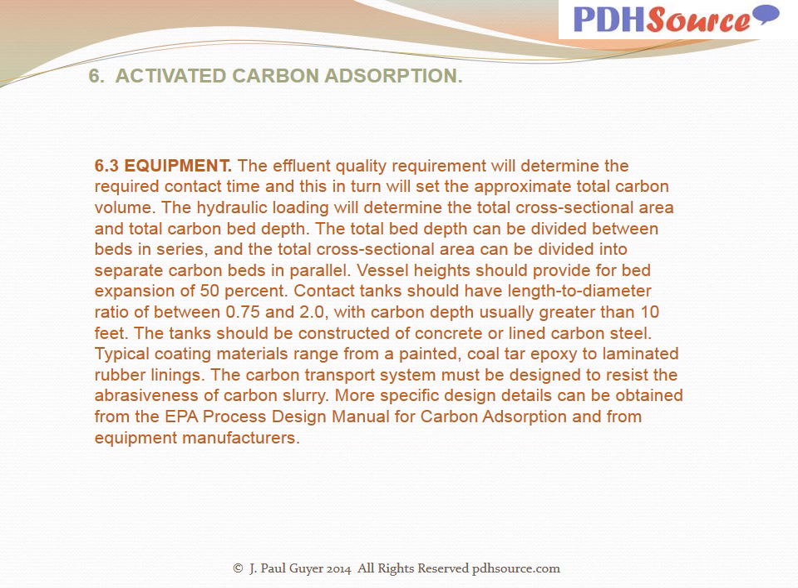Vessel heights should provide for bed expansion of 50%. Contact tanks should have a length to diameter ratio of between 0.75 and 2.0, with carbon depth usually greater than 10 feet. The tanks should be constructed of concrete or lined carbon steel. Typical coating materials range from a painted coal tar epoxy to laminated rubber linings. The carbon transport system must be designed to resist the abrasiveness of carbon slurry. More specific design details can be obtained from the EPA Process Design Manual for Carbon Adsorption and from equipment manufacturers.